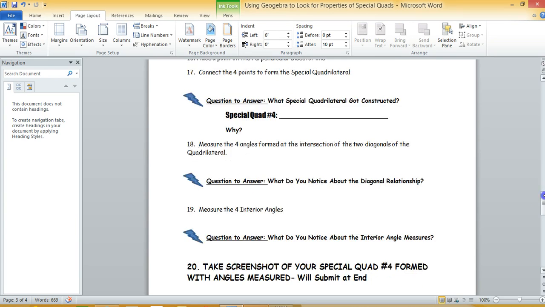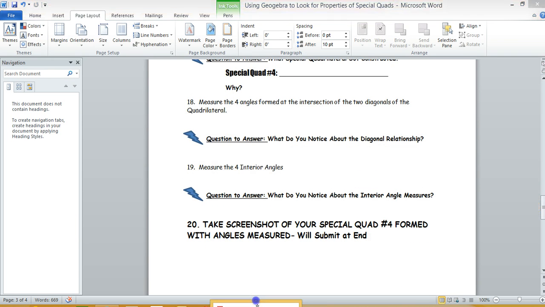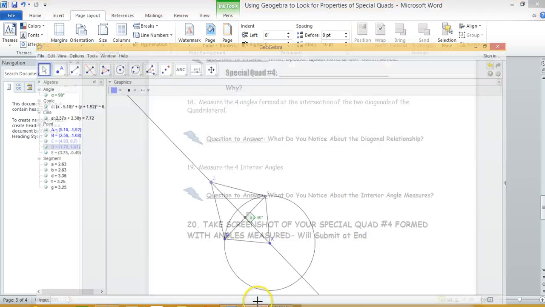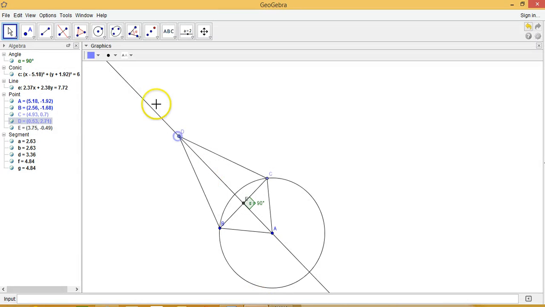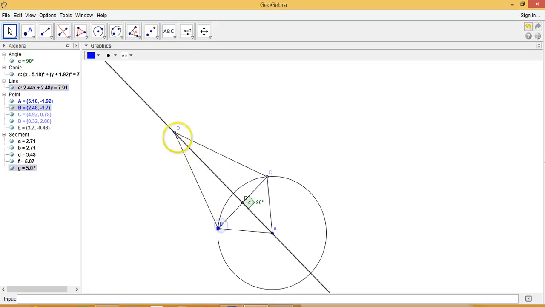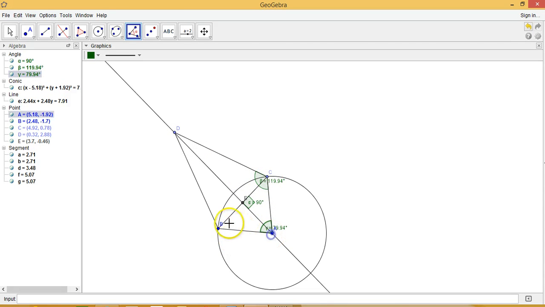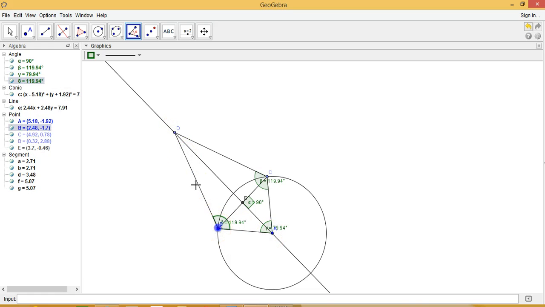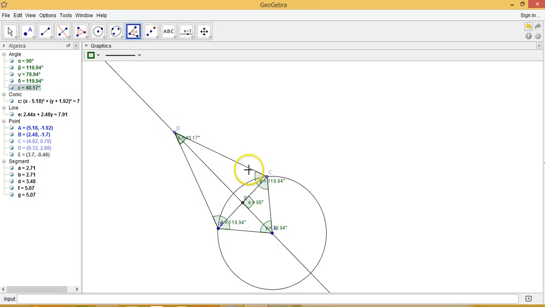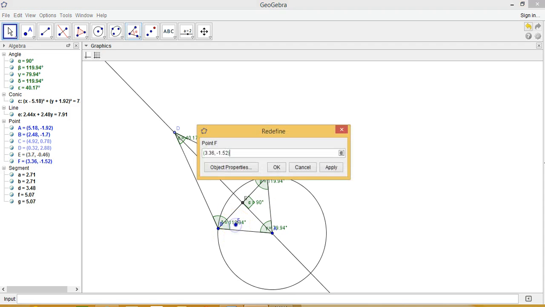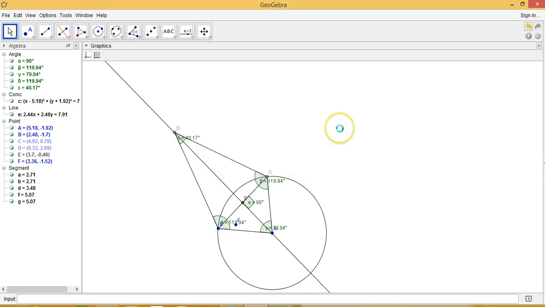Okay, so measure the 4 interior angles, all right? So let's do that. So, boom. Okay, there's all 4 of my angles, and if I look at all 4 angles there, I can see, what am I doing?